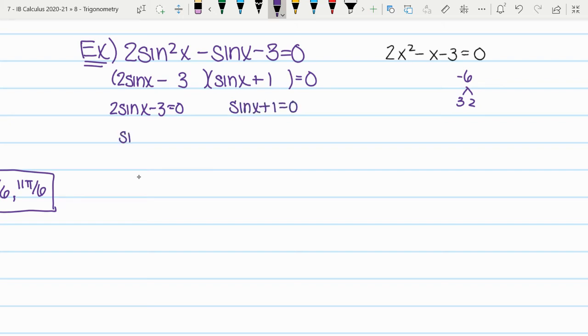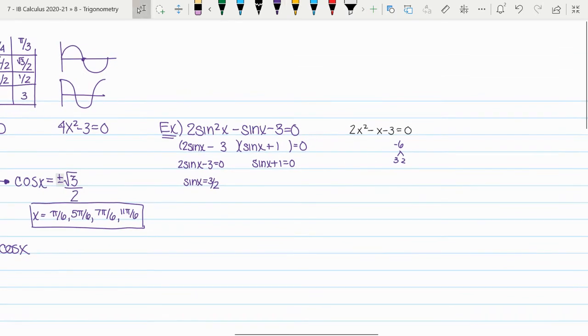In this case, I've got sine of x equals 3 halves. Now that's weird. It doesn't land in my table. I just want you to think about the graph of sine of x. Will sine of x ever equal 3 halves, or 1.5? Well, since my range is from -1 to 1, 1.5 is up here. So this is out of range, and I will not get an answer from here.